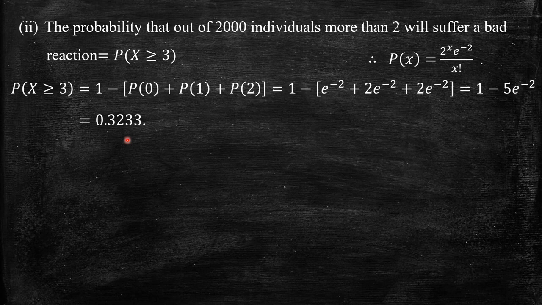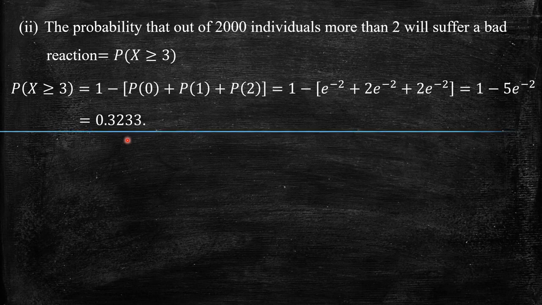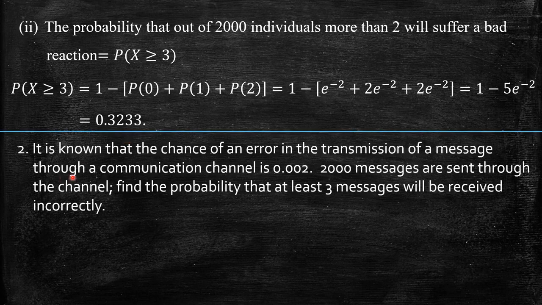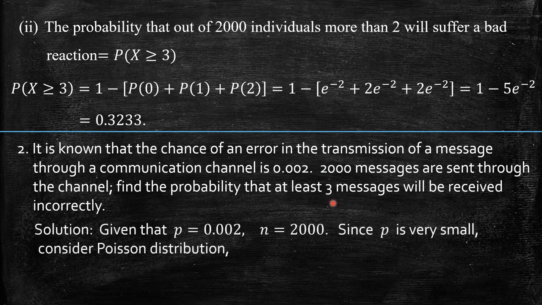Now the next problem I can take. It is known that the chance of an error in the transmission of a message through a communication channel is 0.002. 2000 messages are sent through the channel. Find the probability that at least 3 messages will be received incorrect. Similar type of problem. So here n is 2000, very large, and p, the probability of error in the transmission of a message, is 0.002. So p is very small.